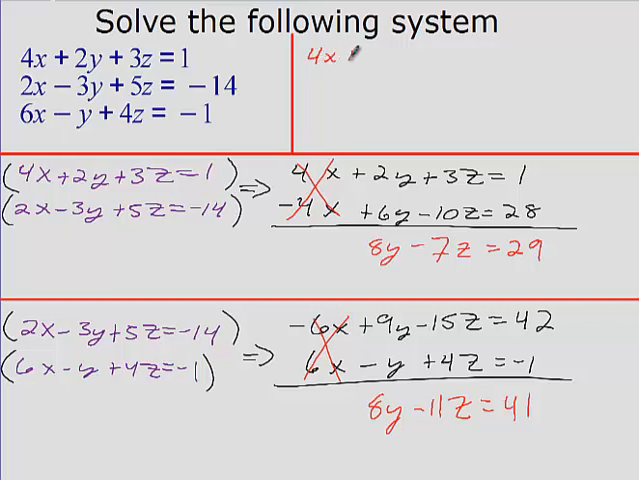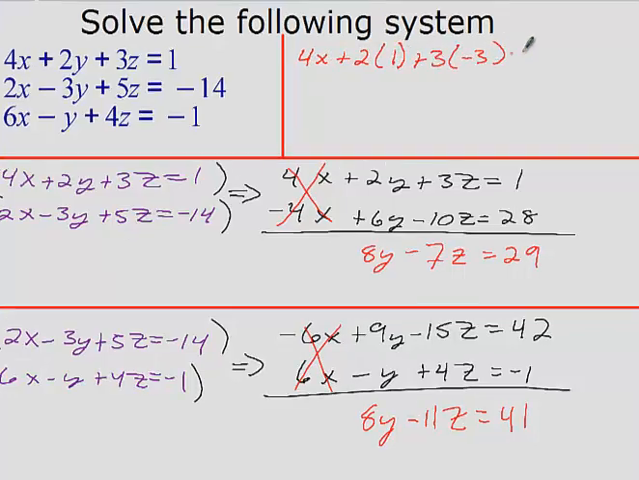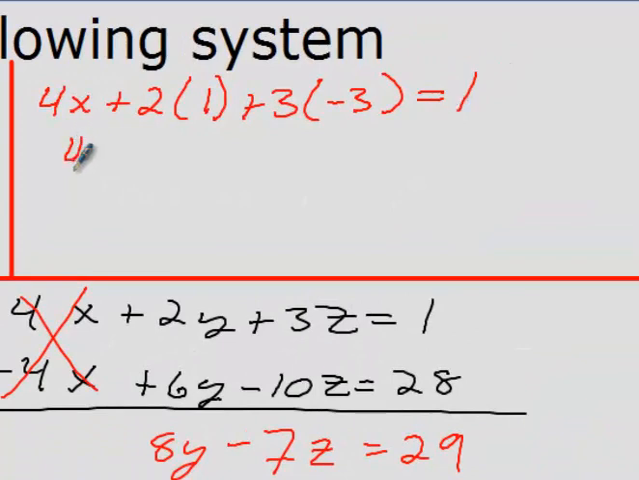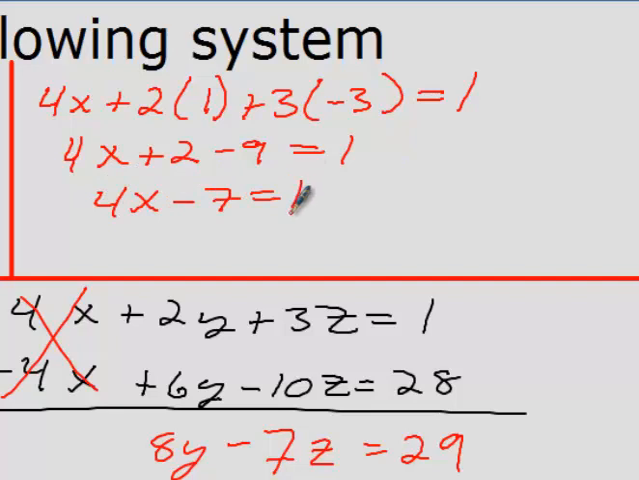Okay, so I get 4x plus 2 times what's my y? Plus 3 times what's my z? Negative 3. So I get 4x plus 2 minus 9 equals 1, right? What's 2 minus 9? Negative 7. So 4x minus 7 equals 1. How do I get x by itself? Add 7. So 4x is equal to 8. So what's x equal to?